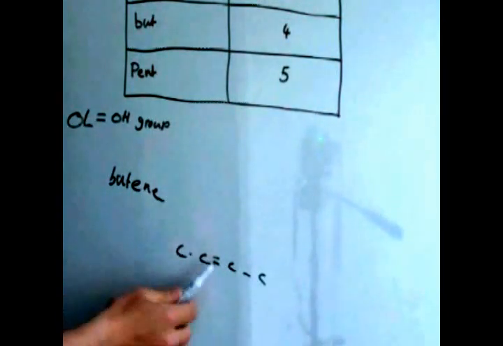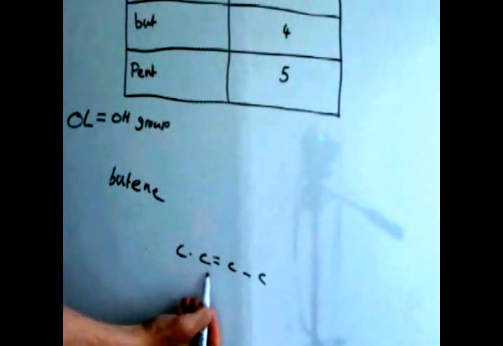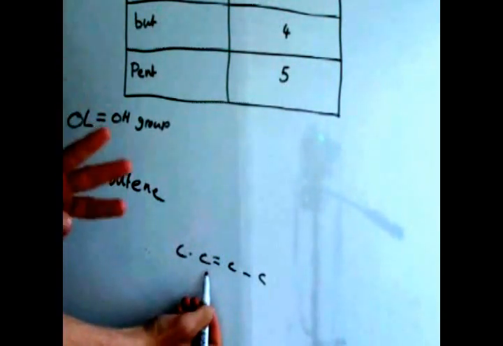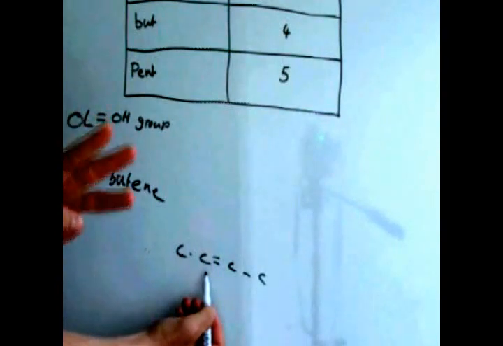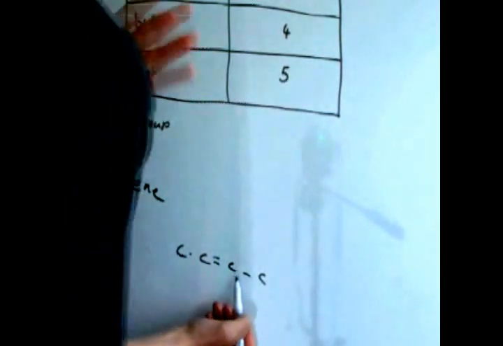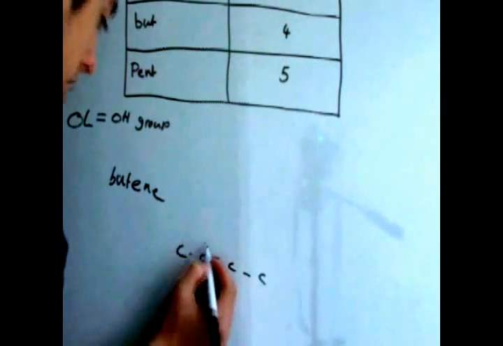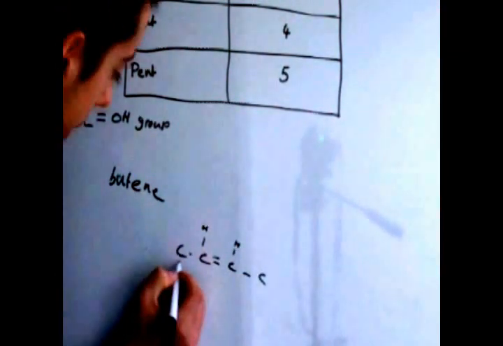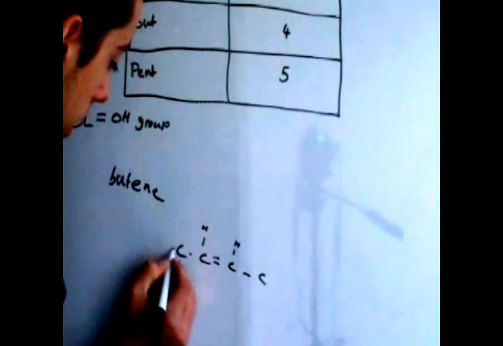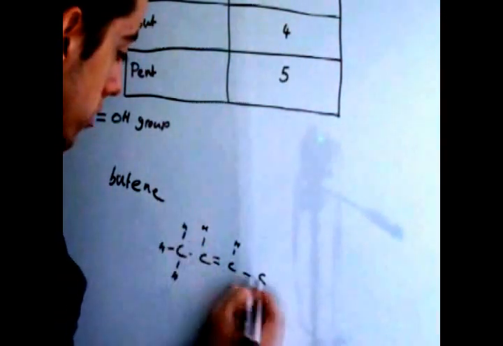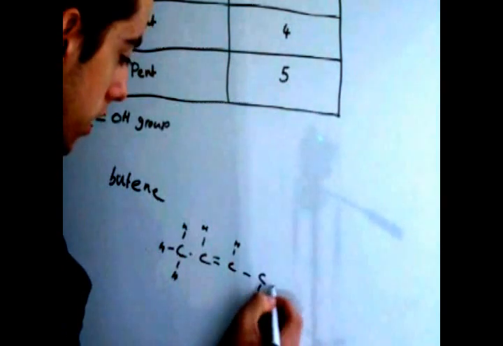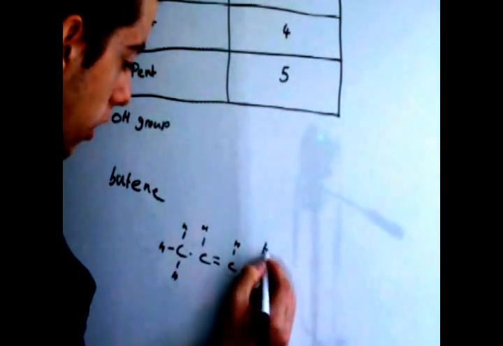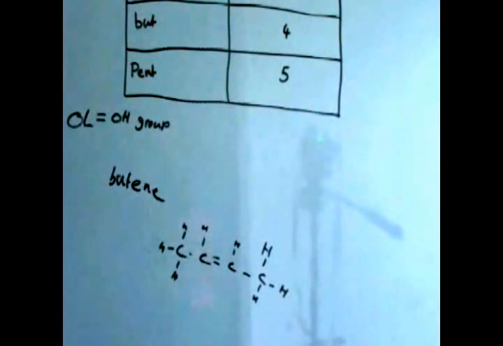Because now this carbon has already used up 3 bonds, and so this one used up 3 bonds. So these two have only got space for 1 hydrogen bond. This one on the other hand has got enough space for 3 hydrogen bonds, and the same applies for the other end. So that's one of the structures. The structure for butene.